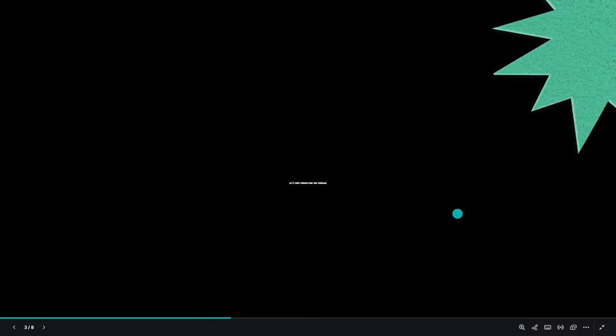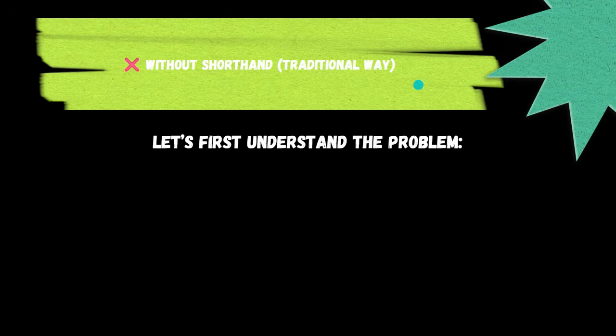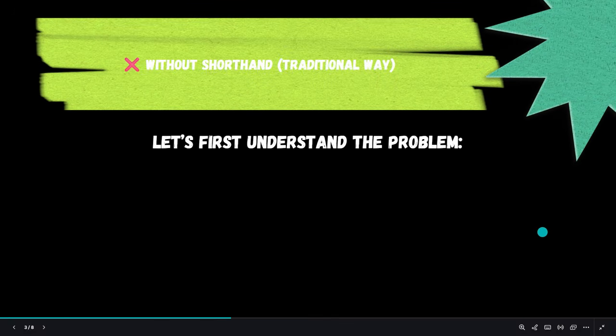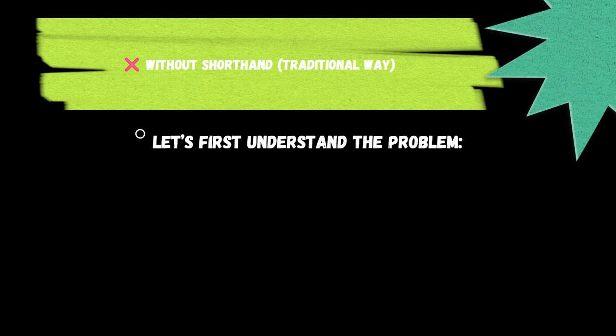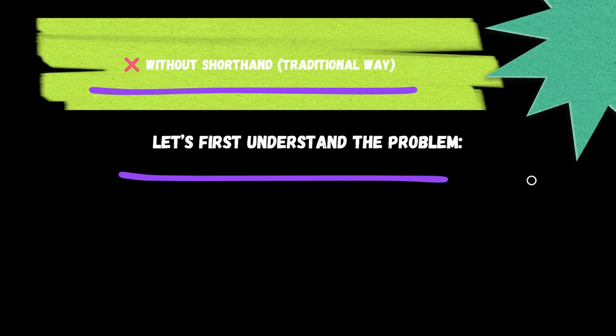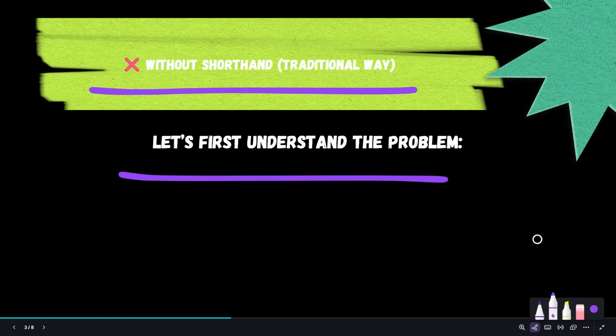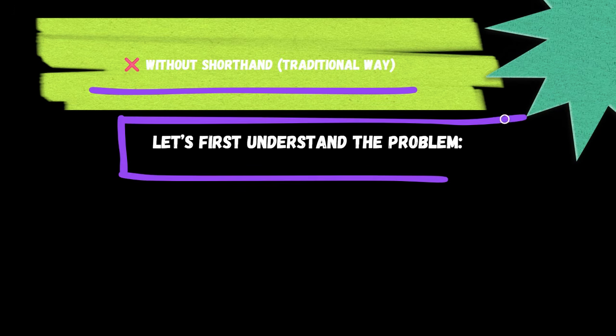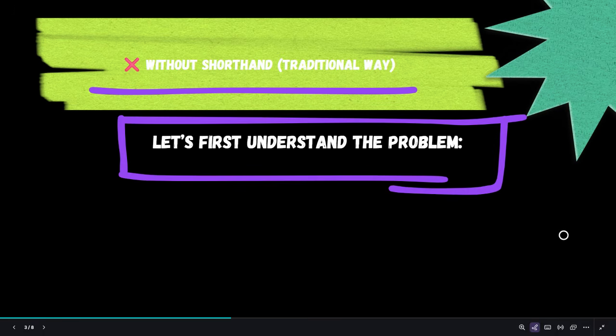So let's move to the next slide and you will see here, without shorthand, the traditional way. Let's first understand the problems here. I will create a basic example for you, then you will understand what the problems are. So let's open VS Code and then understand the problems.